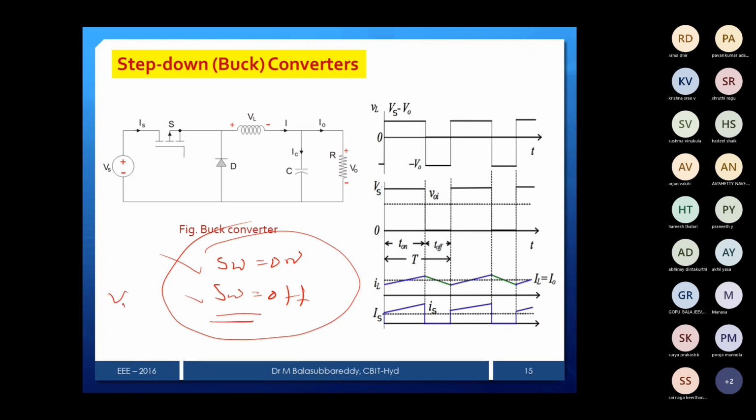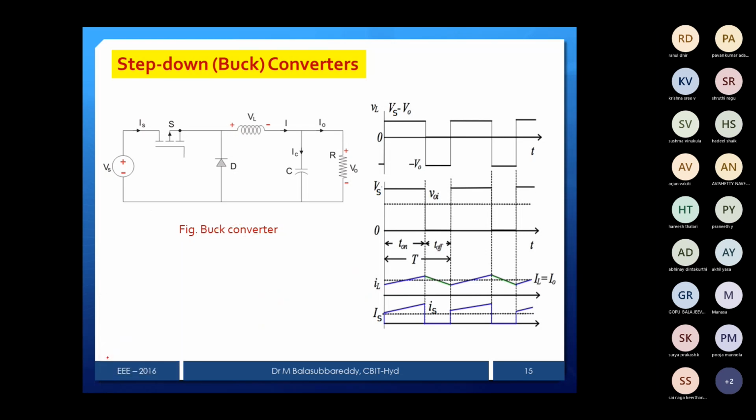You will get the same expressions. What is the output voltage with respect to duty ratio? See, in switched mode, many of the books use duty ratio D. Anything you can use, no issue in that. Delta you want, you can use it. D you can use. Some books represent it as alpha also, but alpha is not the firing pulse here; it is the duty ratio. So any notation you can follow. And now I am using D here.